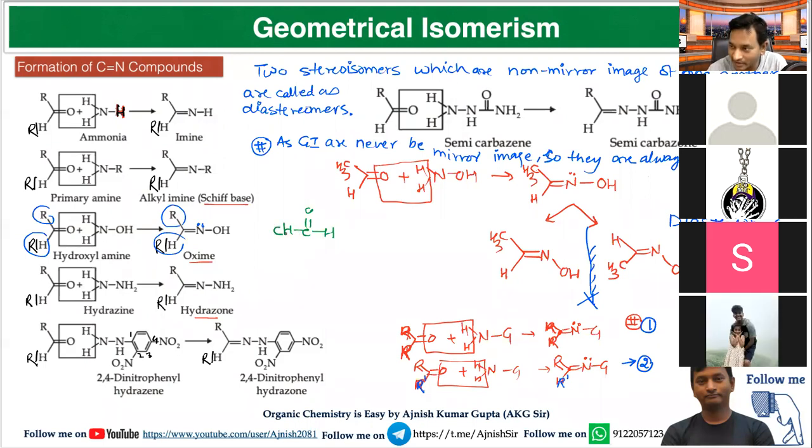But if I take CH3CHO, with an unsymmetrical CH3 here and H here, and I ask: when this acetaldehyde reacts with hydroxylamine, will the oxime formed show GI or not? Yes, sir, because the CH3 and H are different. So here the OH and H are on the same side or on opposite sides. Is it clear? Yes, sir.